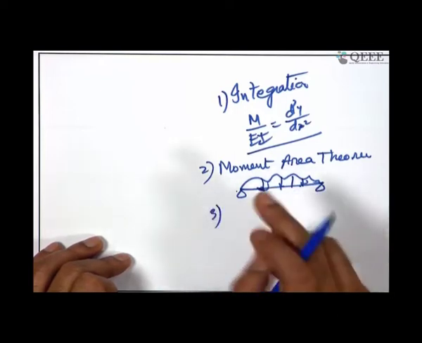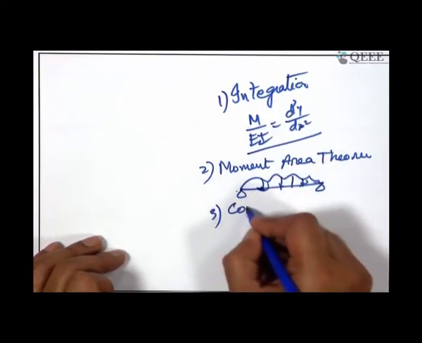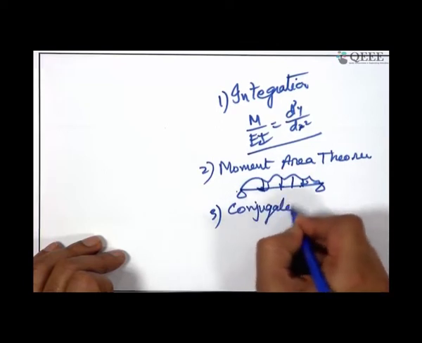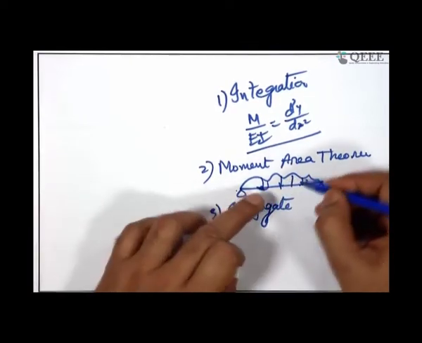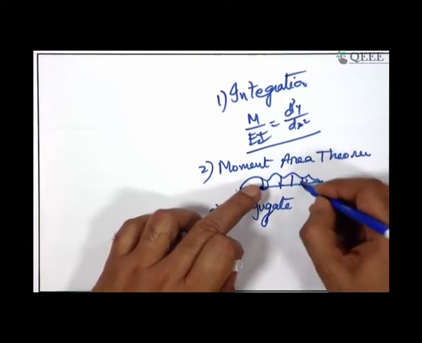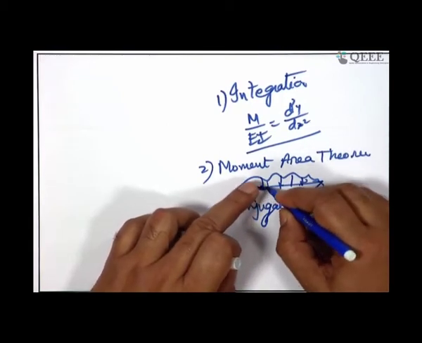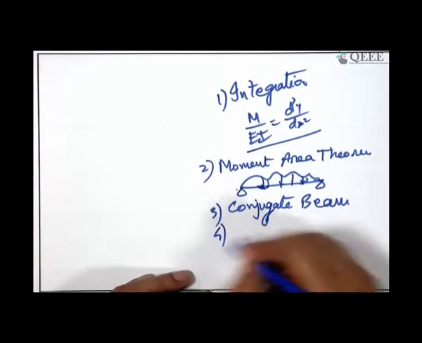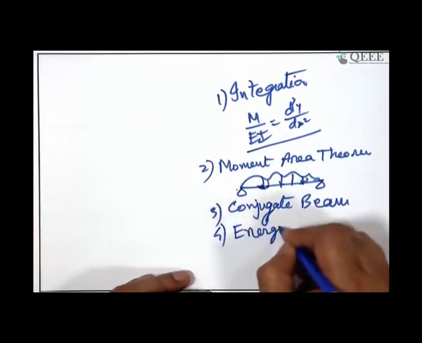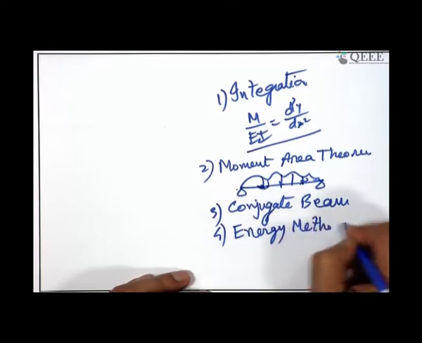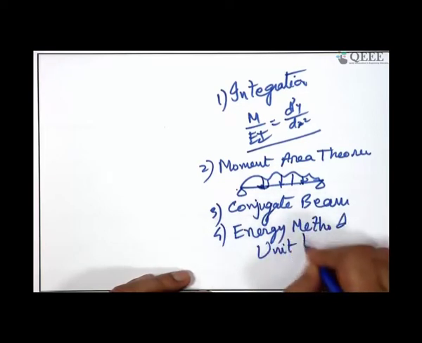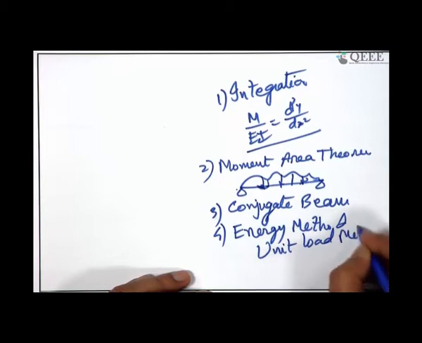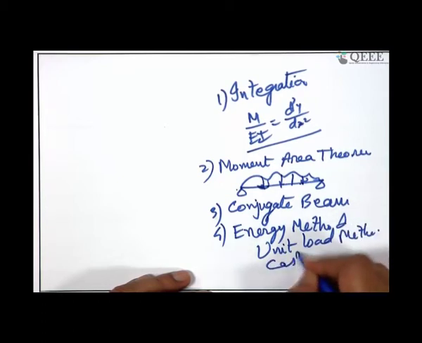The conjugate beam method will be another, which will relieve us from the relativistic approach of the moment area theorem, where the displacement of one point depends upon the reference of another point. We can even go for different energy methods. We can use the unit load method if we like, or even Castigliano's theorems.